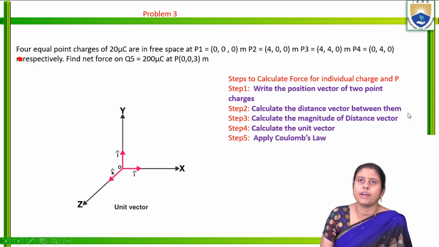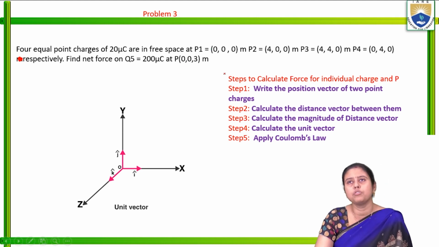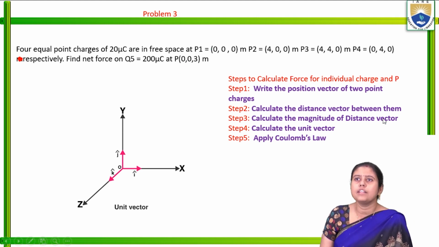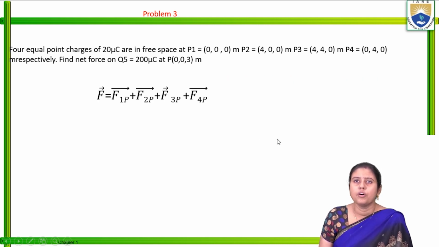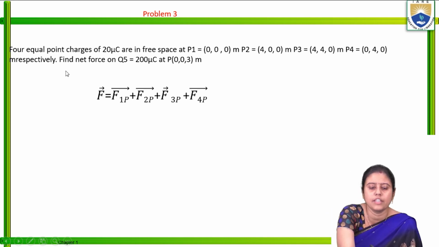Calculate the distance vector from Q5 to Q1, Q5 to Q2, and like this. Calculate the magnitude of the distance vector. Step 4, calculate the unit vector. And step 5 is to apply Coulomb's law. So if we calculate the force, we can use the superposition theorem.